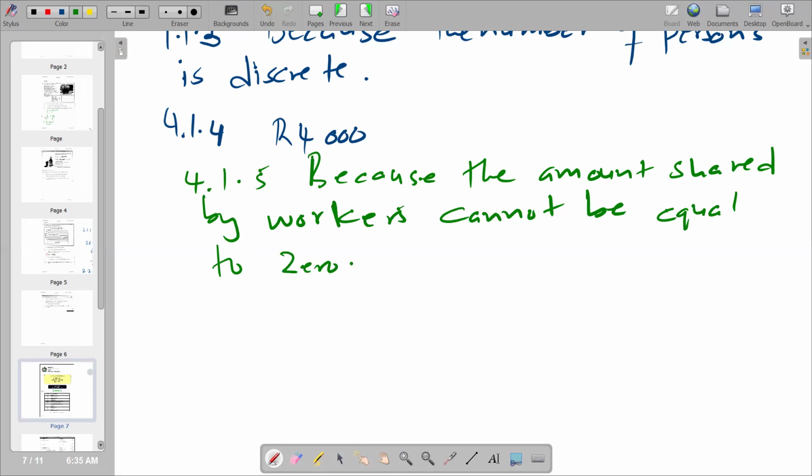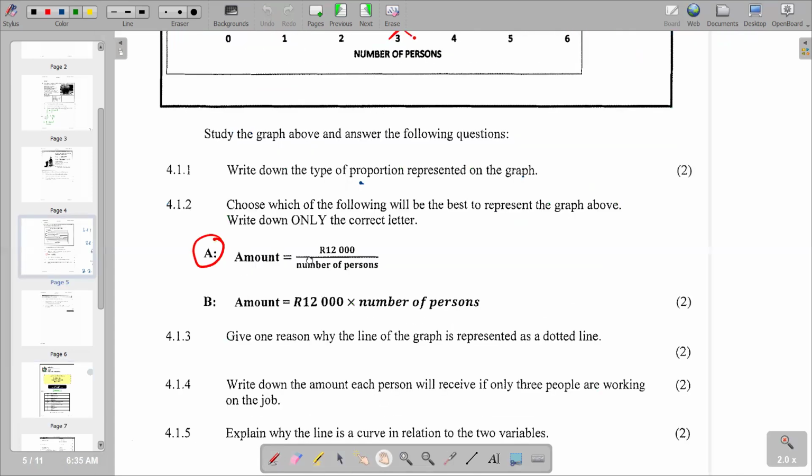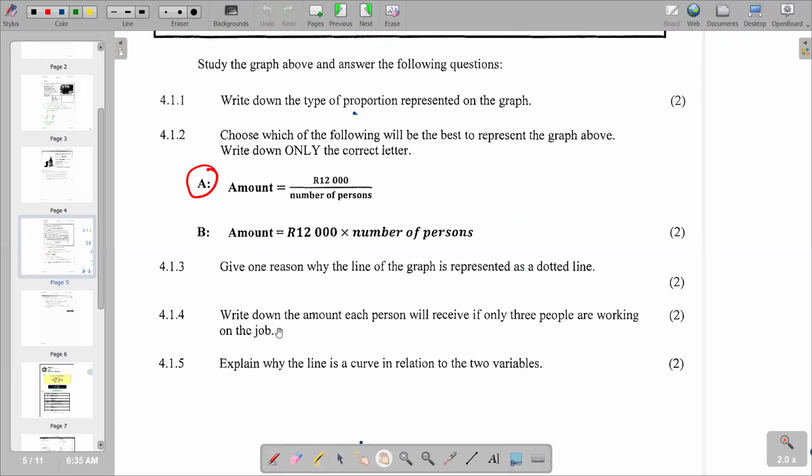Obviously, that's what falls in terms of 4.1.5. And going back to our questions, you see that 4.1.5. So this one is a 4.1.5. And then we are saying, on the next question that we are going to look at.